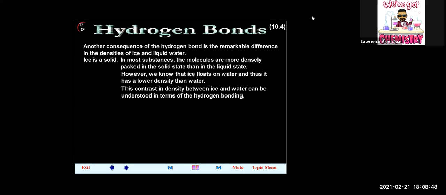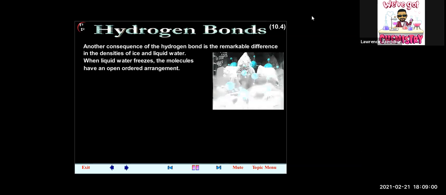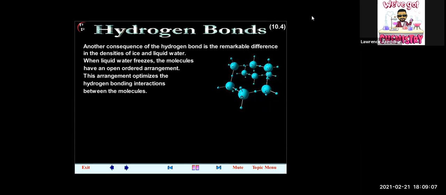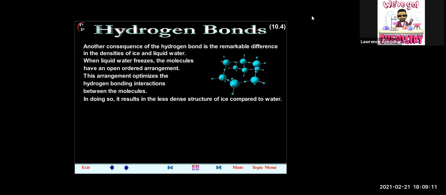This contrast in density between ice and water can be understood in terms of the hydrogen bonding. In liquid water, H2O molecules are close together. When liquid water freezes, the molecules have an open, ordered arrangement. This arrangement optimizes the hydrogen bonding interactions between the molecules. In doing so, it results in a less dense structure of ice compared to water. Note, a given mass of ice occupies a greater volume than the same mass of water.